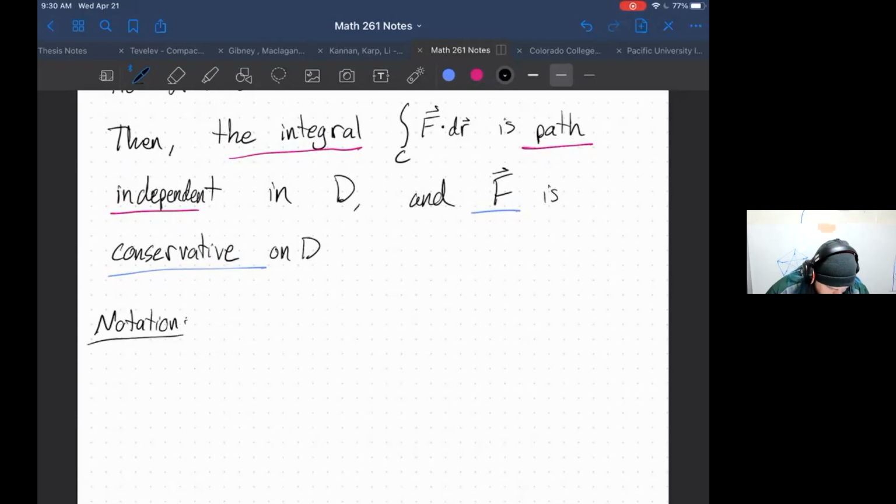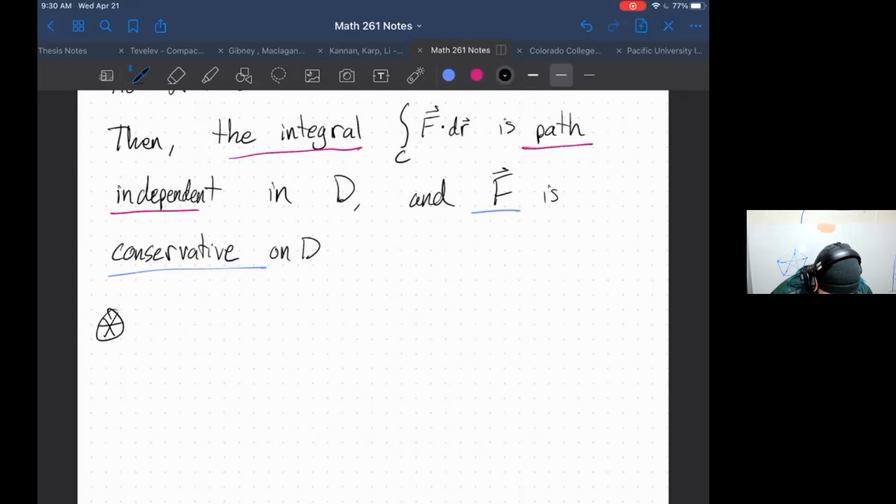So notation, actually, I don't care for this notation. That notation isn't really useful. So this is the definition of conservative. It's also the definition of path independent. But we're going to look at another way to talk about a conservative vector field.